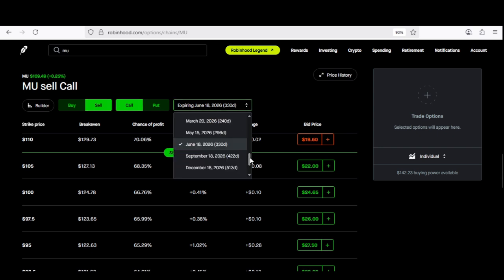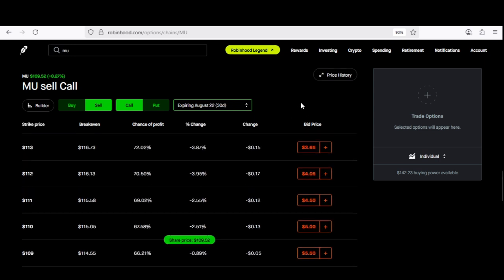Now we're going to go ahead and choose our strike date. The strike date I will be going with is going to be August 22nd. And the reason for that is that it's going to give me around 30 days to expiration, or monthly. I like doing monthlies because it gives you more consistency and it gives you enough time to outweigh all the volatility in the stock market. So now we have sell and we have call. We have our monthly expiration date.